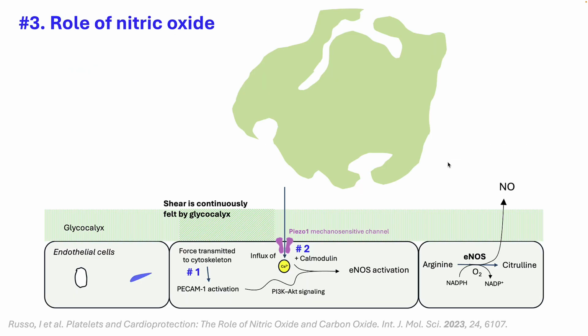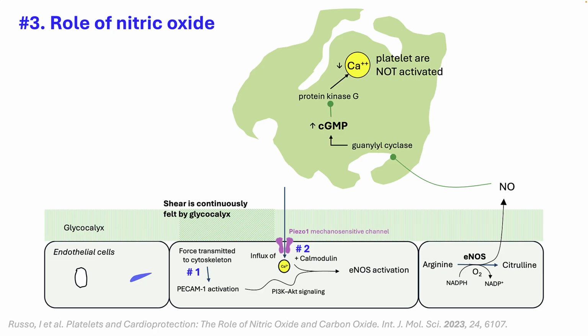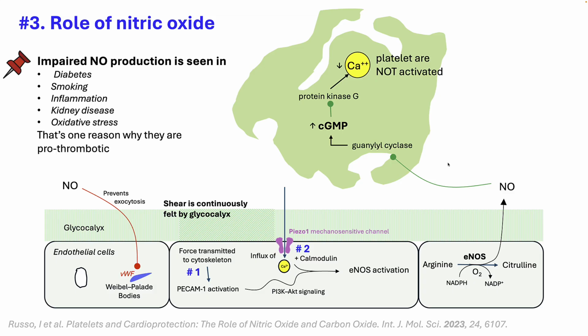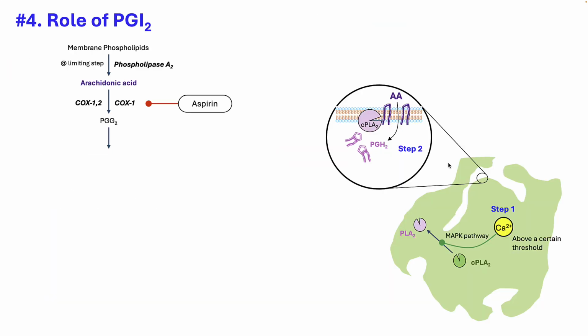Nitric oxide, which is continuously produced because of the shear forces, keeps your cyclic GMP levels in the platelets high, and this reduces your intraplatelet calcium levels. Nitric oxide also prevents exocytosis of the Weibel-Palade bodies, which contain your von Willebrand factor. Any process that would reduce the production of nitric oxide would be prothrombotic. So patients with diabetes, smoking, inflammatory disease, or oxidative stress are prothrombotic because of decreased production of nitric oxide.